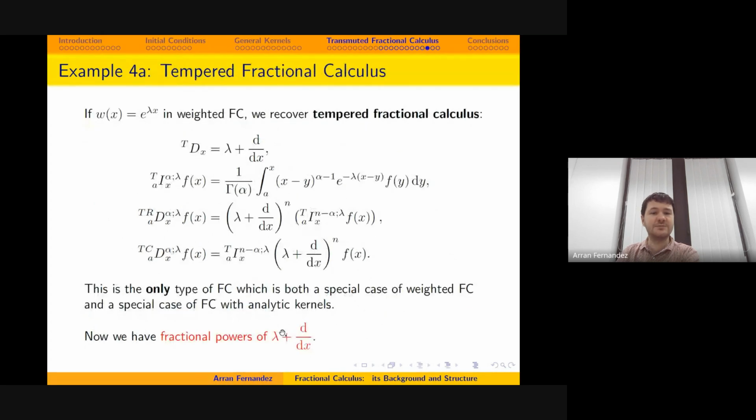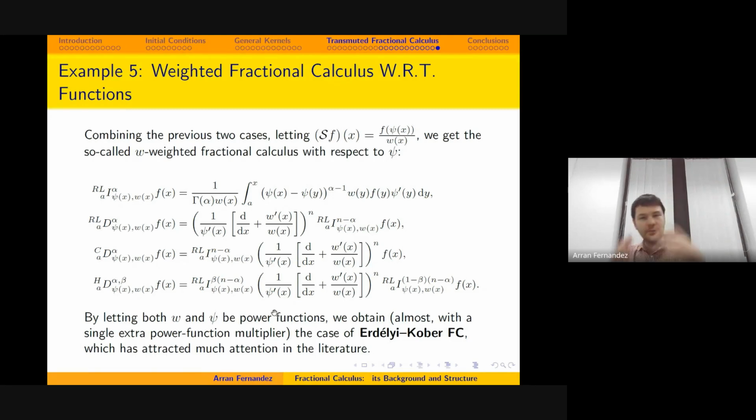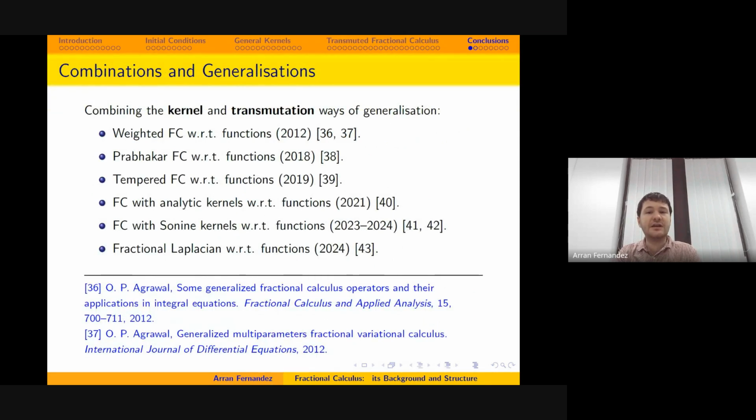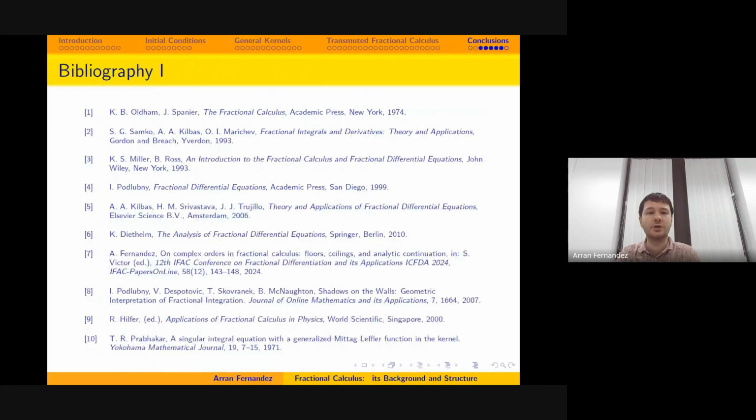Weighted fractional calculus, as a special case, we get tempered fractional calculus, which gives you fractional powers of lambda plus d by dx. And weighted with respect to functions, which is like the most general example of this very general framework. It includes Erdélyi-Kober fractional calculus, which a lot of people work on in the pure mathematical fractional community. You can also combine these different ideas together to get even more general things. So Prabhakar and with respect to functions, tempered and with respect to functions, analytic kernels, Sonin kernels, fractional Laplacian, all these different things you can put together and get even more general operators, as has been done in a series of papers up to, very recently, 2024, 2023, and so on.